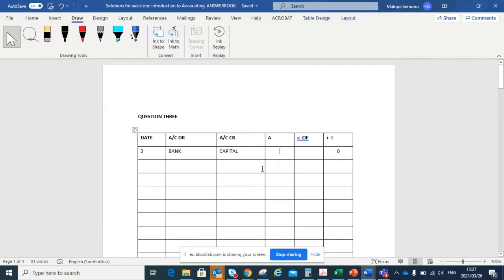So I need to go back. And under assets, we said increase. I'm going to say plus 100,000. Can you see that? And then we said also the owner's equities are increasing. I'm going to say plus 100,000. Please talk to me if you are lost.